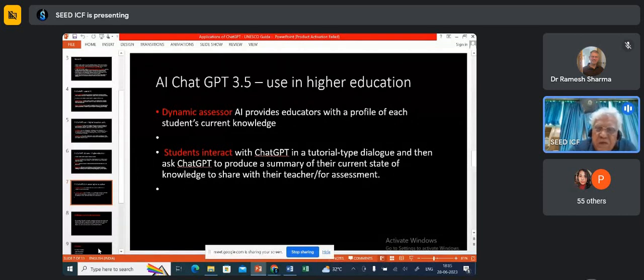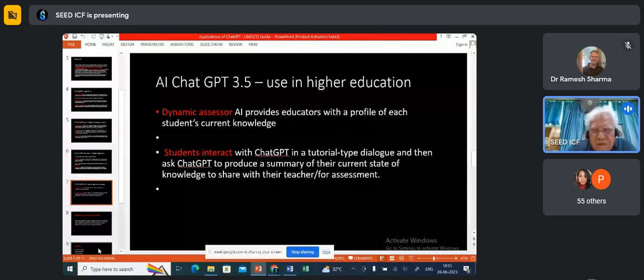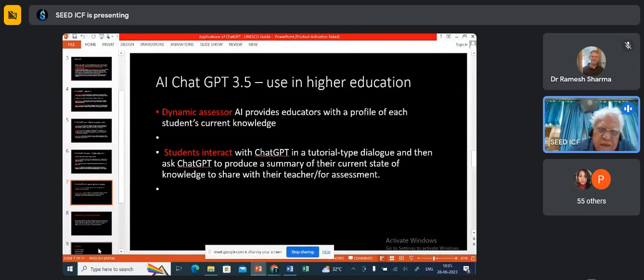Students interact with GPT in a tutorial type dialogue, as I said, and then ask GPT to provide a summary of their current state of knowledge. If some students talk about the debate and discuss, and then ask the GPT their current knowledge, they share with other teachers, and assessment is possible. So this is a revolution in terms of doing things which we teachers used to do, and teachers used to explain to them. Now here it is possible, and teachers' role becomes much more advanced. This is exactly reducing the drudgery of doing the same thing several times, and then you do it at an advanced level.